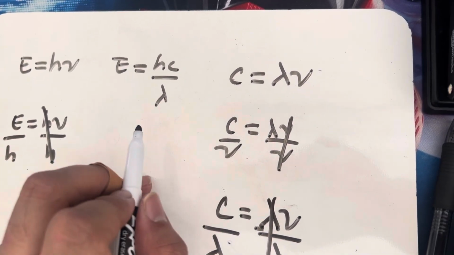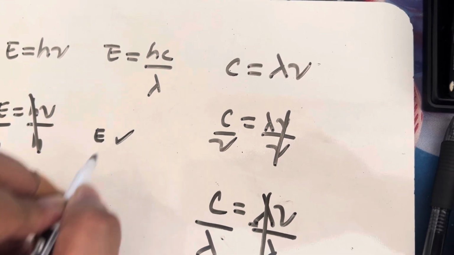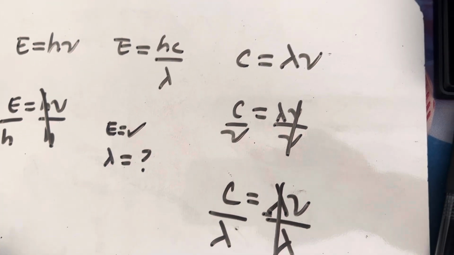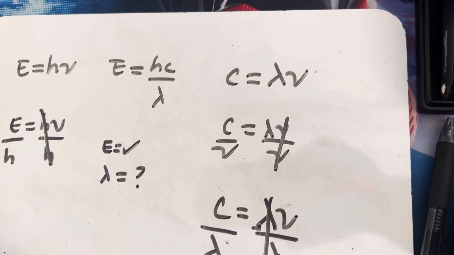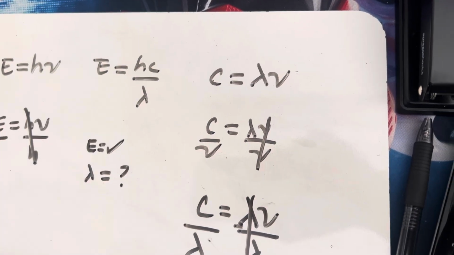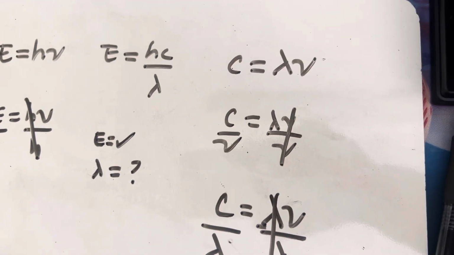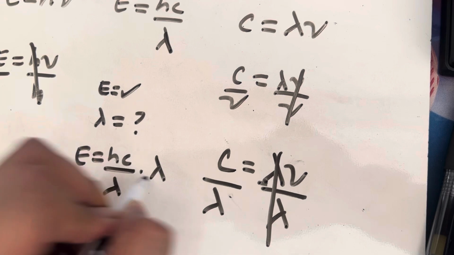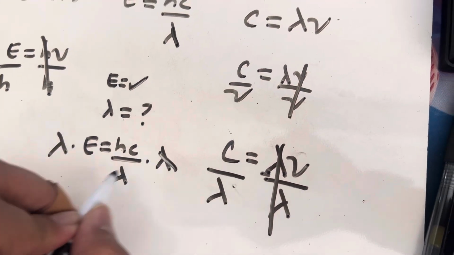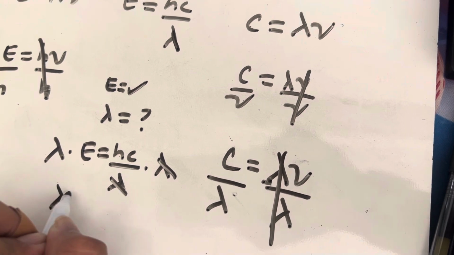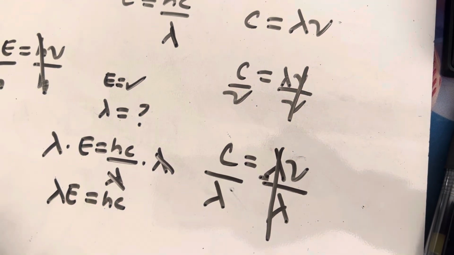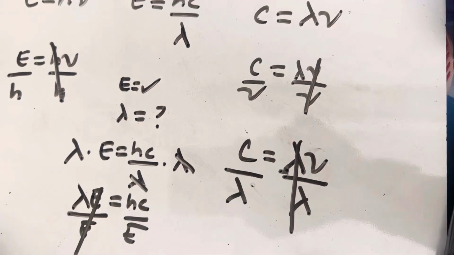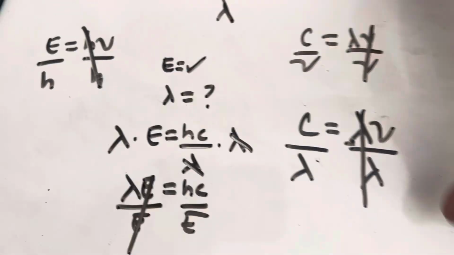Next one, this gets a little tricky. If I'm given the energy and I'm trying to solve for the wavelength, you need to rearrange the equation to do that. One way eventually ends up being the same result. You can just multiply both sides by the wavelength. When you do that, wavelengths cancel out on the right side. Then you're left with wavelength times E equals hc. Then divide both sides by E to get the wavelength by itself. So hc over E equals the wavelength.